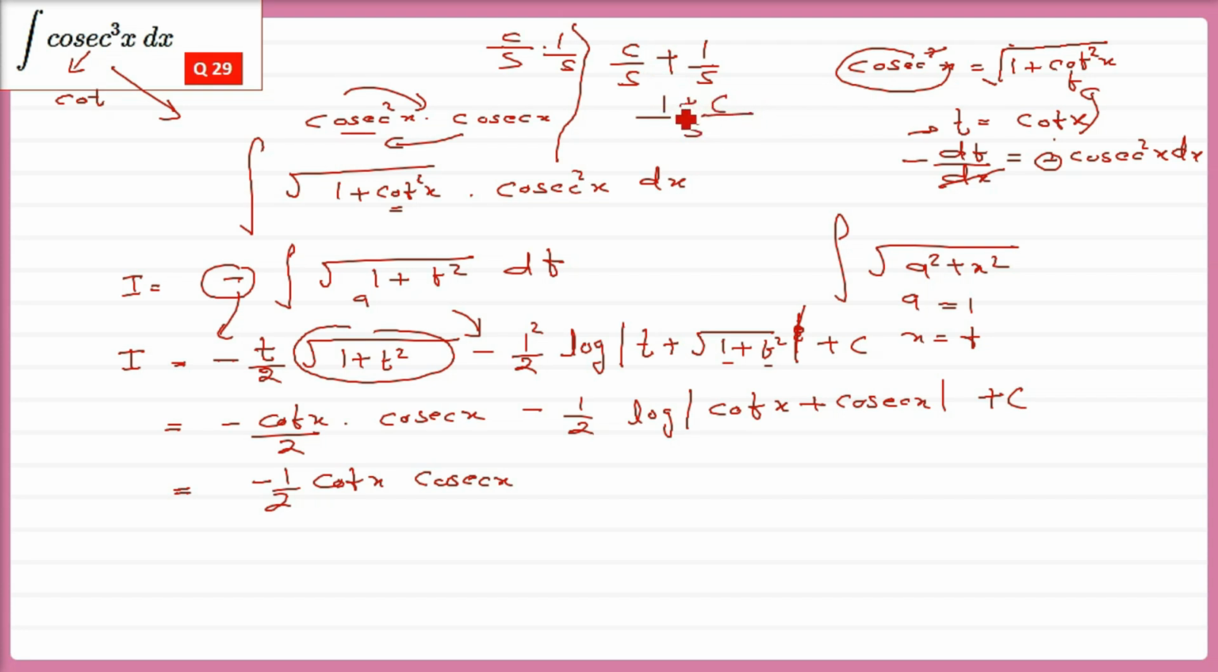Now 1 plus cos x is always very near to us because it's like 1 plus cos 2 theta. You already know it can be related with cos and sine: 1 minus cos 2 theta, 1 plus cos 2 theta. So 1 plus cos x can be written as 2 cos square x by 2. And sine theta is 2 sine theta by 2 cos theta by 2, that is, sine x is 2 sine x by 2 cos x by 2.